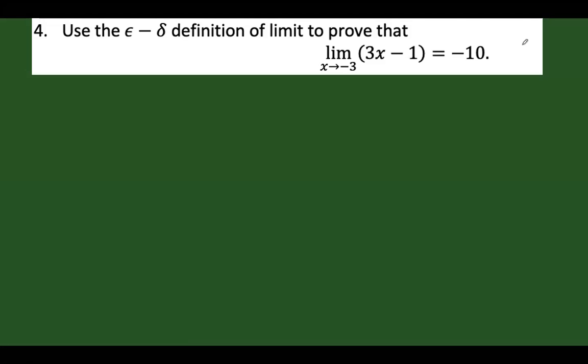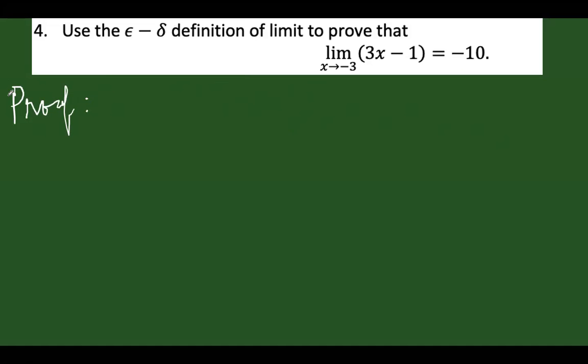In problem number 4, we're going to prove that the limit of 3x minus 1 as x approaches -3 is equal to -10. And we will be using the epsilon delta definition of limit to prove that this is true, that -10 is the limit of the given function as x approaches -3. So let's write our proof.